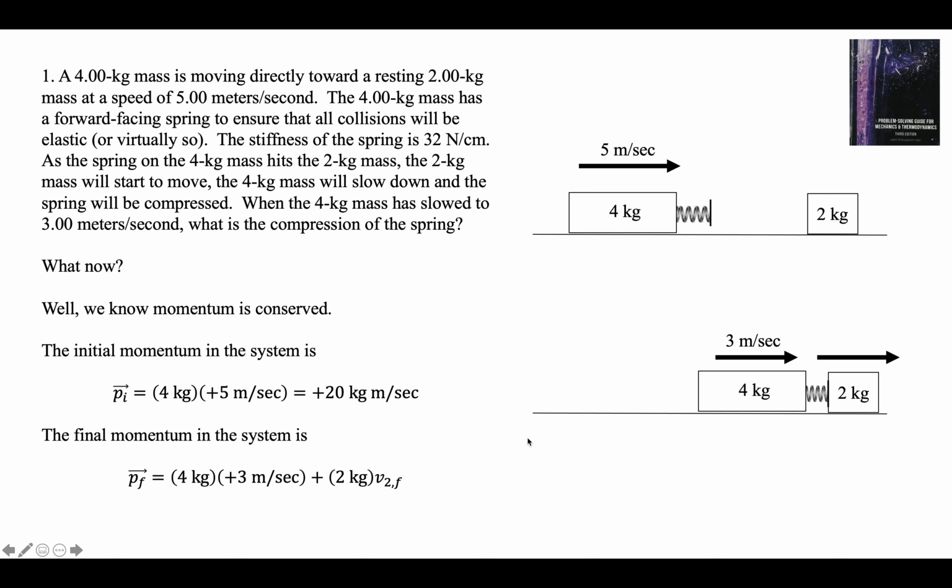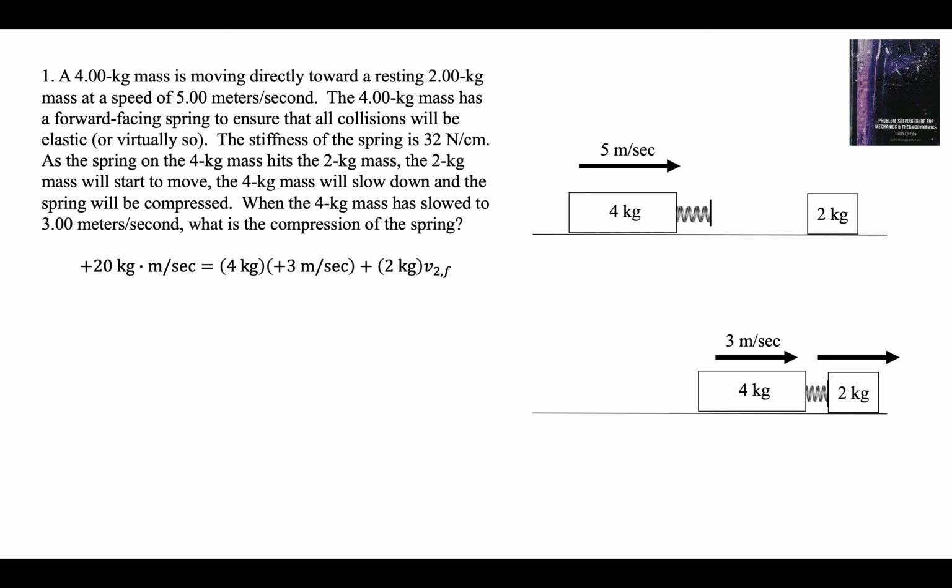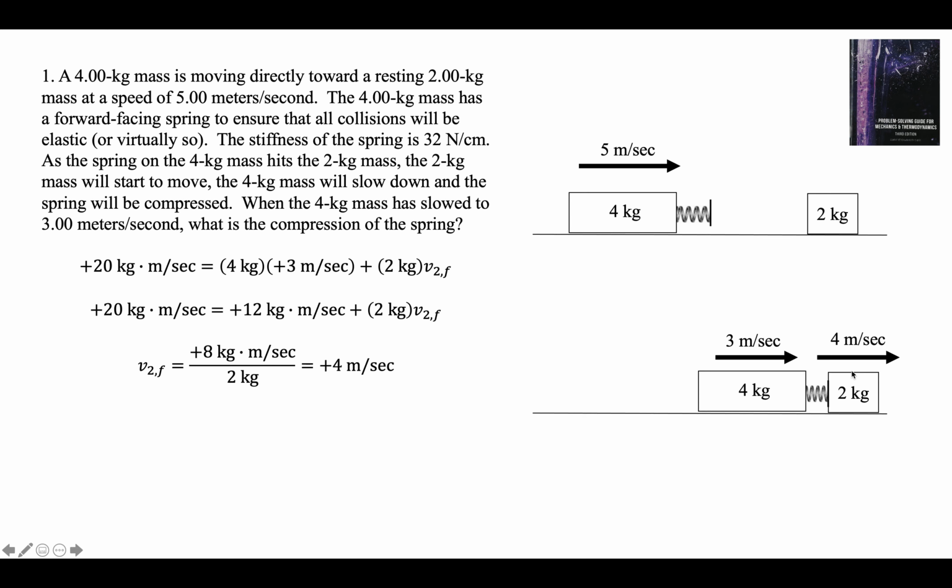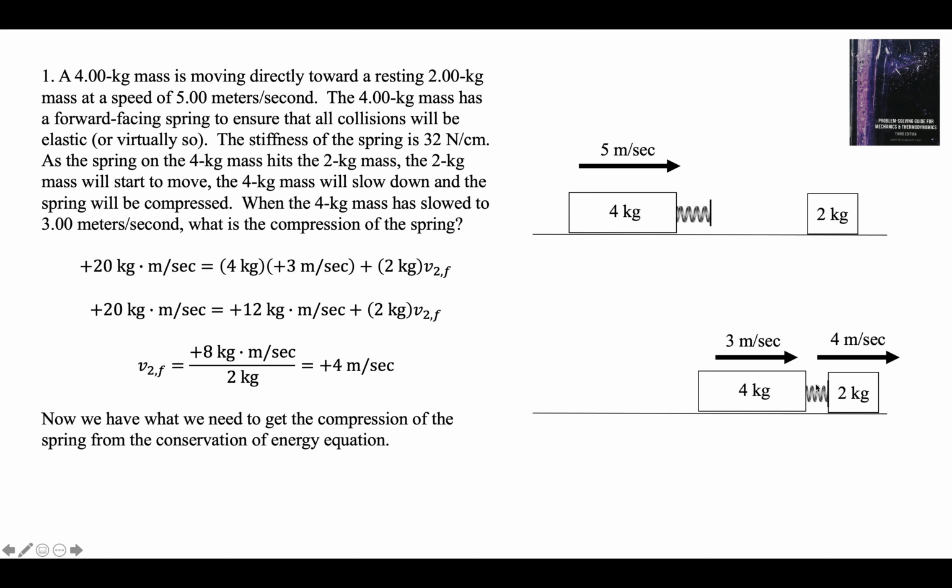The final momentum of the 4 kilogram mass is 4 times 3. To the right, that's 12. We found 12. It started with 20. The 2 kilogram mass has to have 8 kilogram meters per second of momentum to the right for momentum to be conserved. We can set these equal, and we can solve for V2 final, and we get 4 meters per second. So now we have our other unknown. There's the 4 meters per second. We know what's going on. The initial momentum is 20. The final momentum is 20 kilogram meters per second to the right.